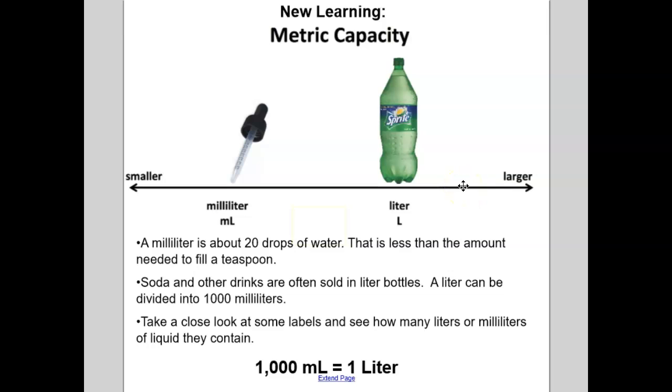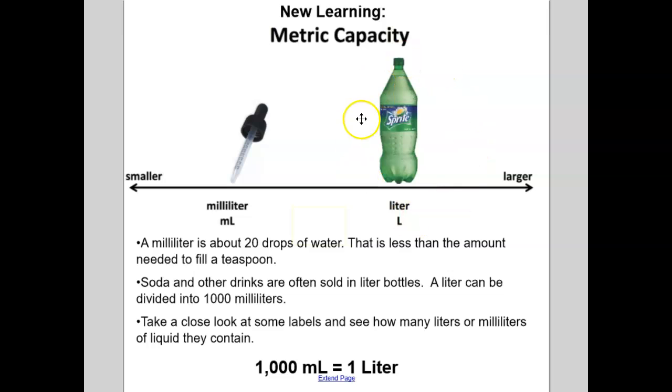We measure very, very small amounts of liquid in milliliters. I always think of an eyedropper that's only about halfway full of liquid, because a milliliter is only about 20 drops of water, so it's a very small amount. That's actually less than the amount needed to fill a teaspoon. So a milliliter is a very, very small amount.